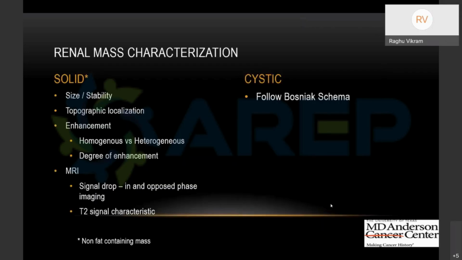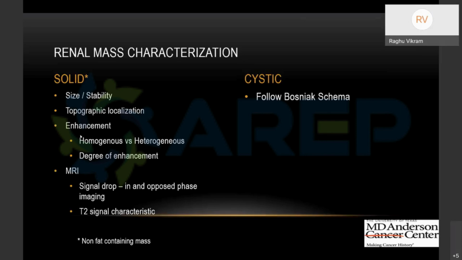characterize these lesions. So when you look at any solid lesions, there are multiple things that you can think of. One is the size of the lesion. What about the stability or the growth pattern? And a very interesting concept called topographic localization. Where is it arising from? Is this arising from the capsule, cortex, medulla? Where is it coming from?